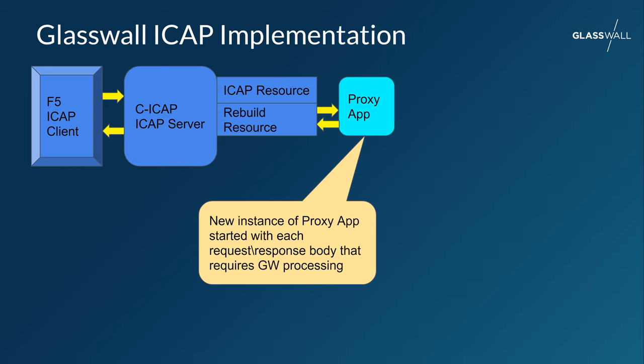The amount of traffic that we have can be controlled by F5. But when the traffic comes through, we do some basic magic number checking on the document to make sure that it's something that we can handle, to try and reduce the load on the Glasswell SDK. For each request that comes through, a new proxy app is fired up. The document view process is passed in. We use the rebuild SDK's file detection API to work out which file type it is and to make sure that Glasswell can process it.